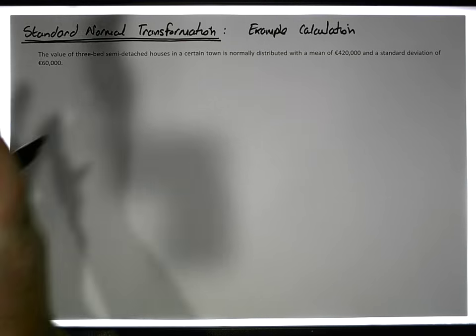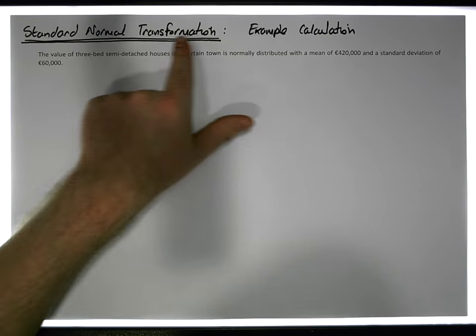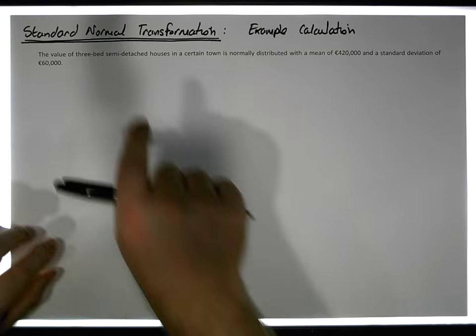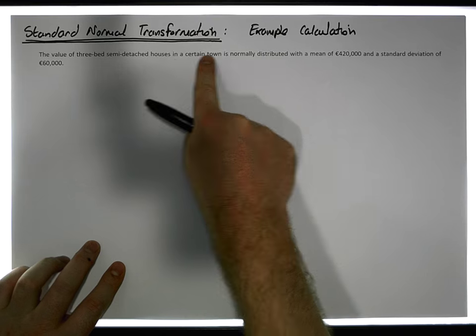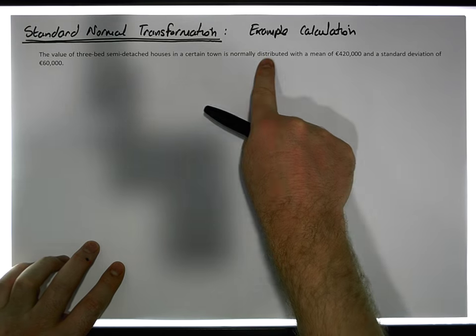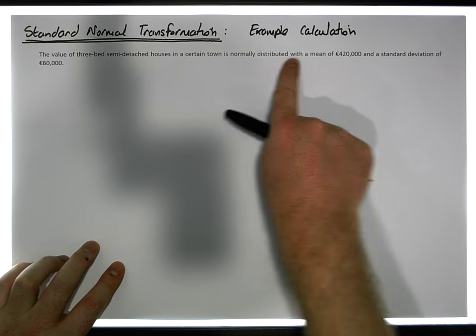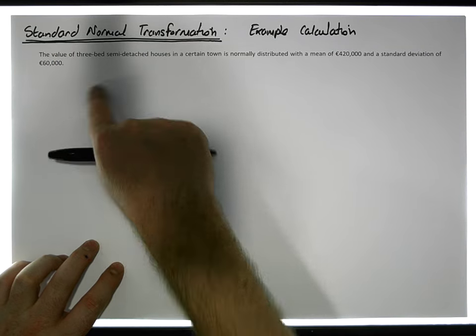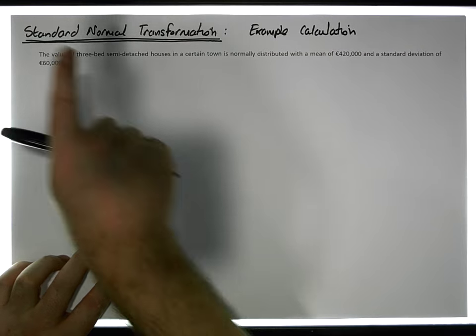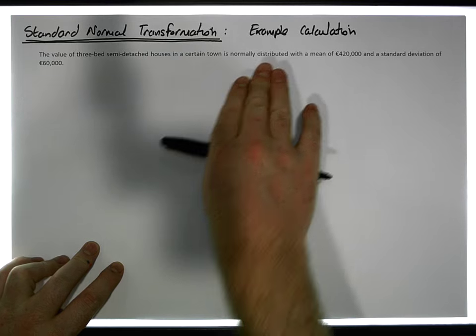This short video, another in our series dealing with the standard normal transformation, is going to look at a particular example, a particular scenario. In this scenario we're still talking about 3-bed semi-detached houses in a certain town, and the value of these houses is normally distributed, which is brilliant because once again we know that this model with respect to these bell-shaped normal curves, these standard normal curves, applies.